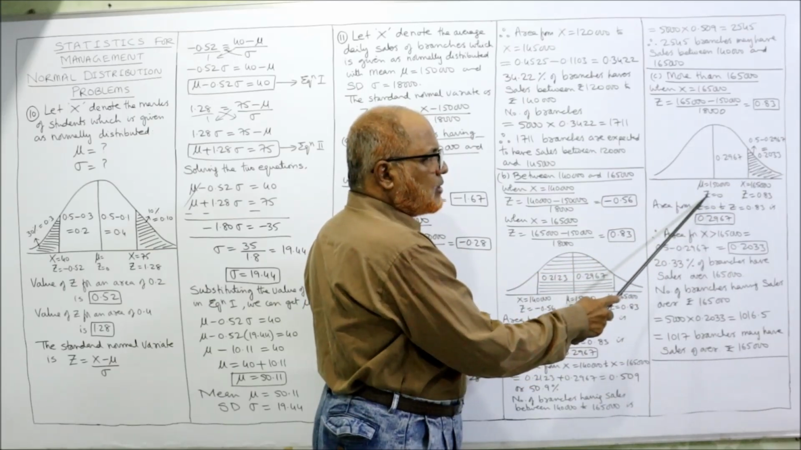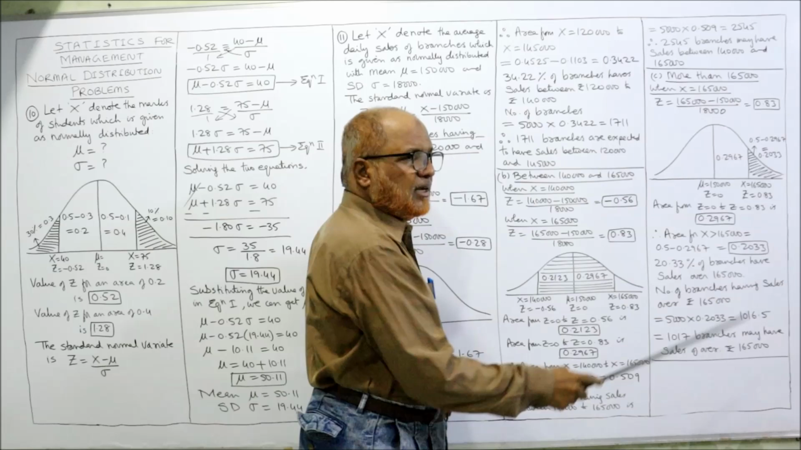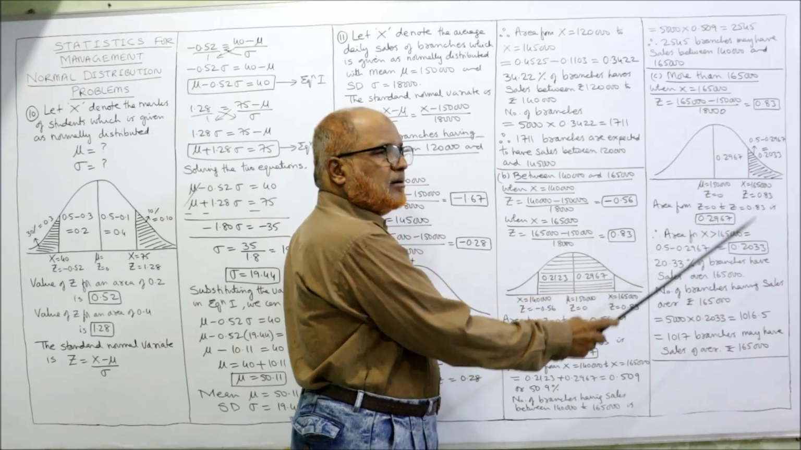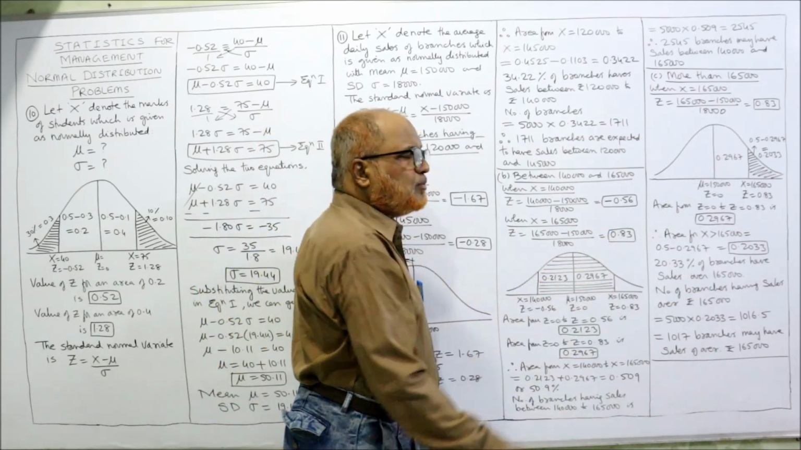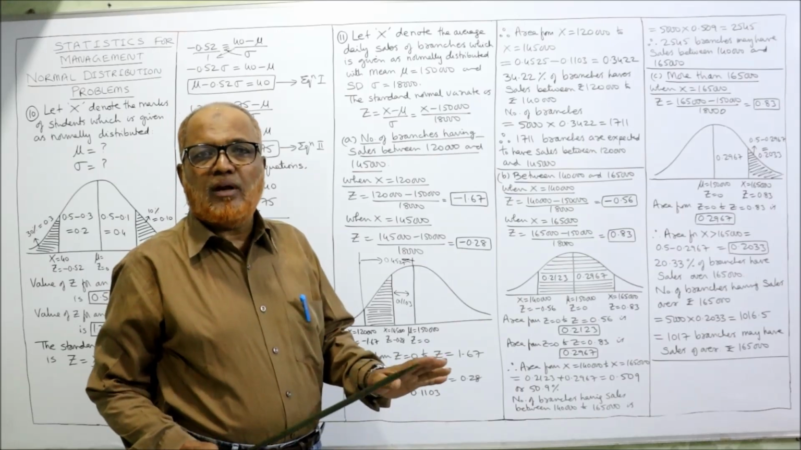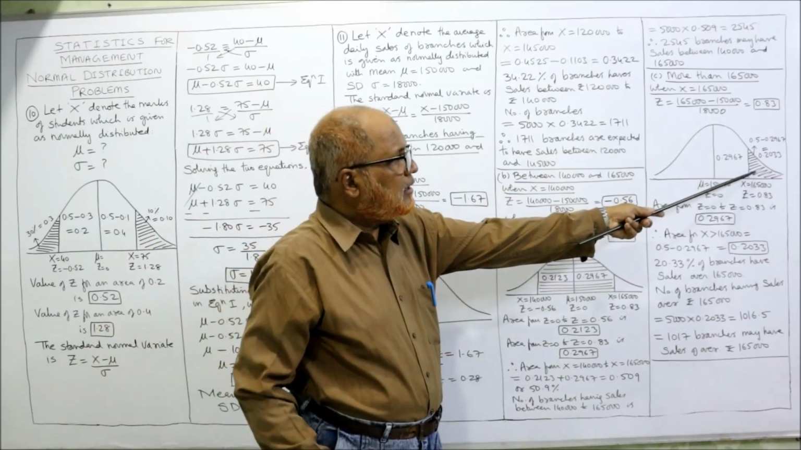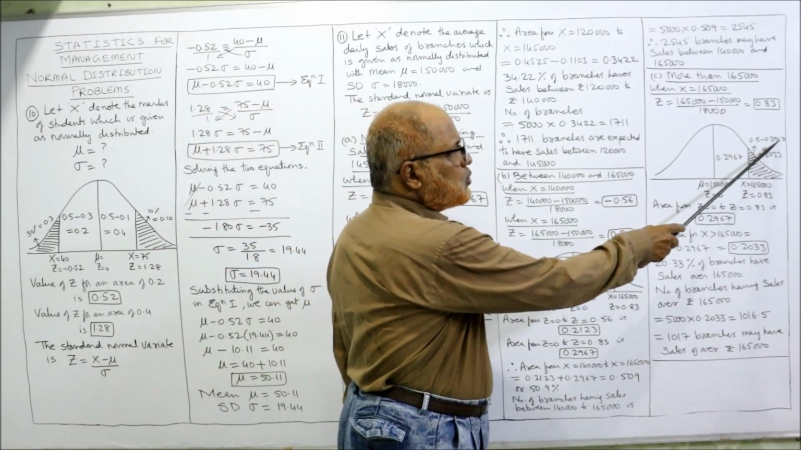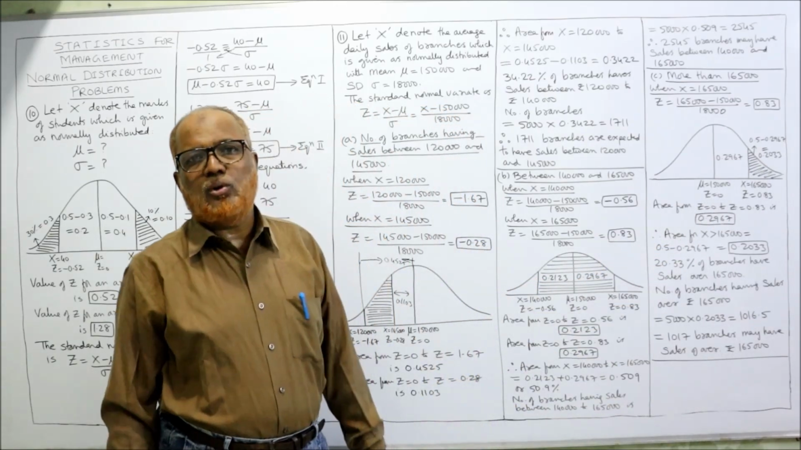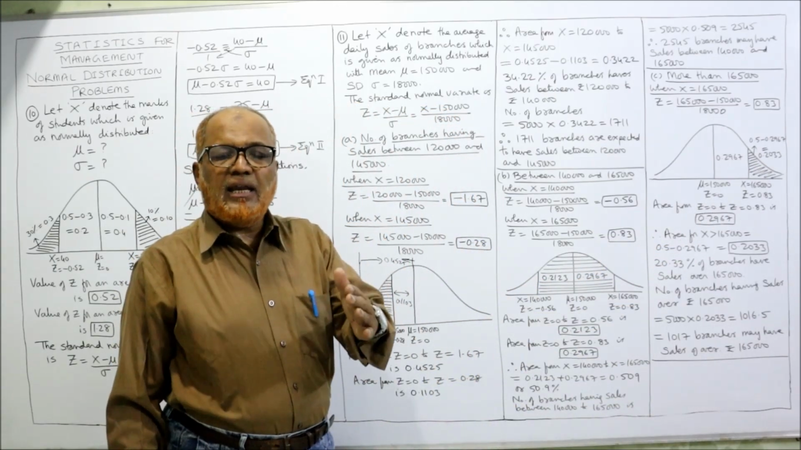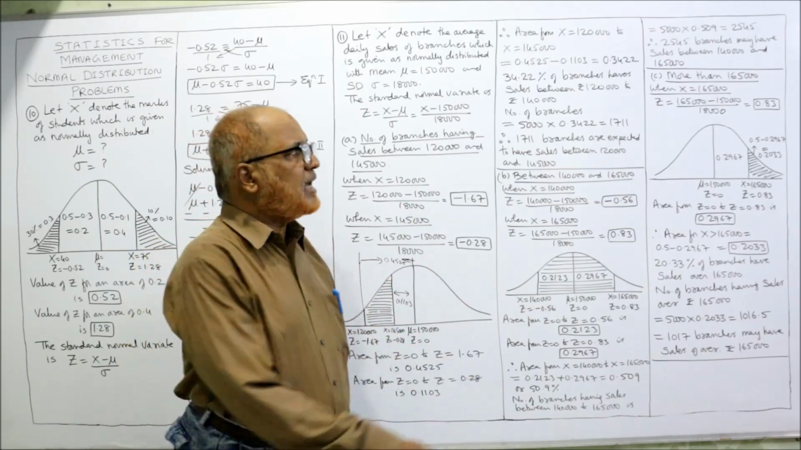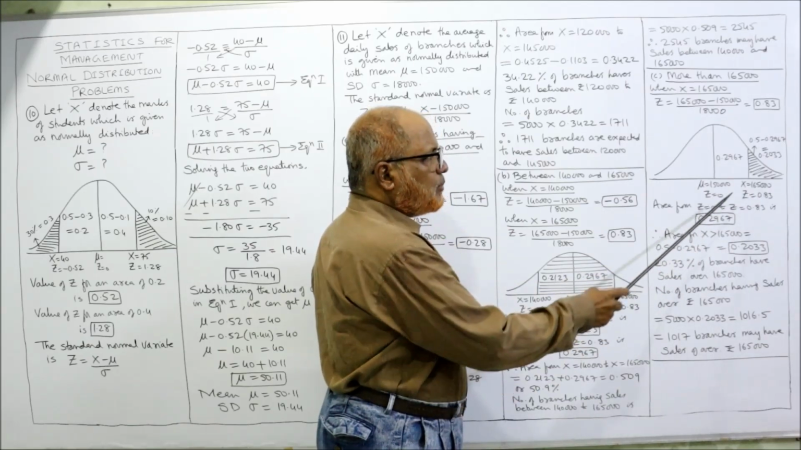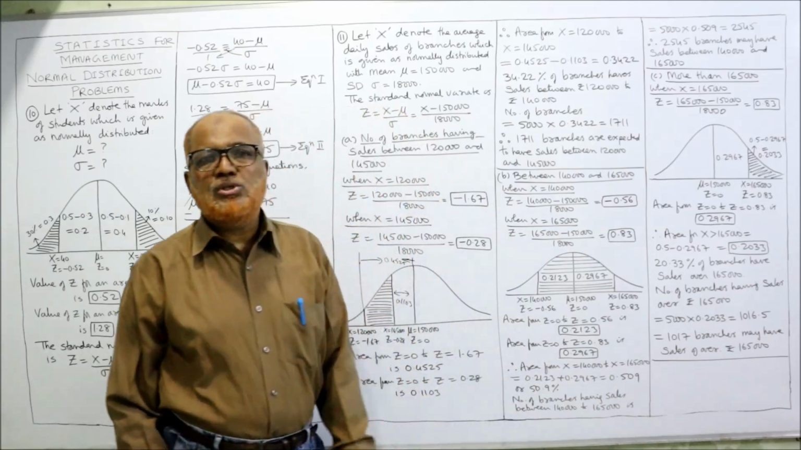So the area from z equal to 0 to z equal to 0.83. If you refer to the table, 0.8 under 3, you will get 0.2967. So this unshaded area is 0.2967. But we don't require the unshaded, we need the shaded area. So the total area on the right hand side is 0.5. So 0.5 minus 0.2967 is 0.2033. So the area for x greater than 1,65,000 is 0.5 minus 0.2967, 0.2033.